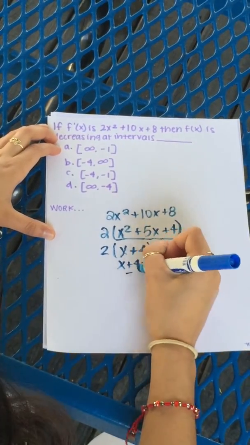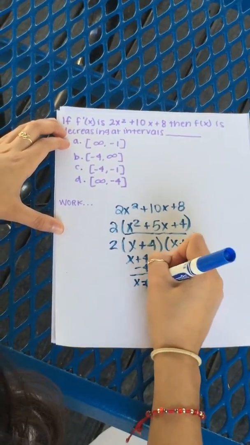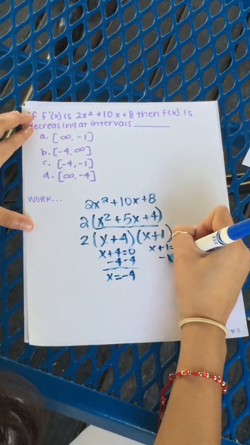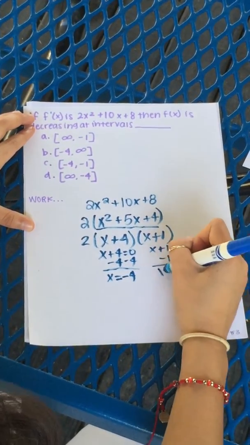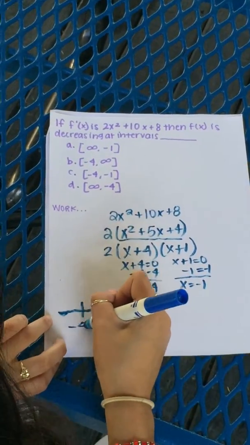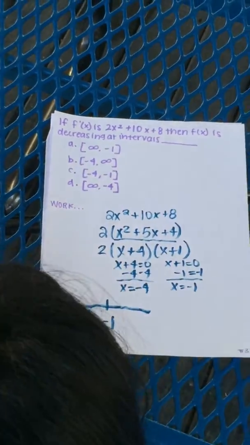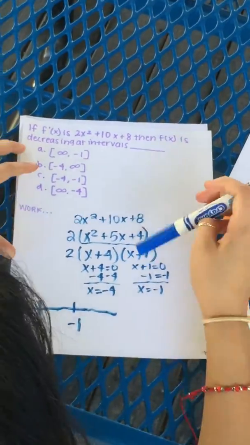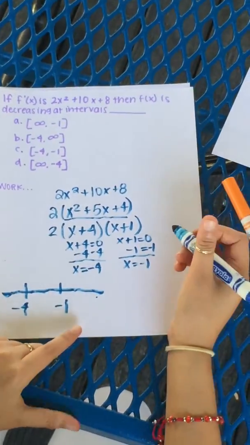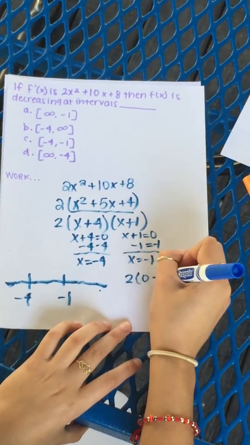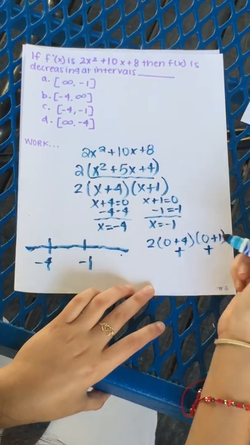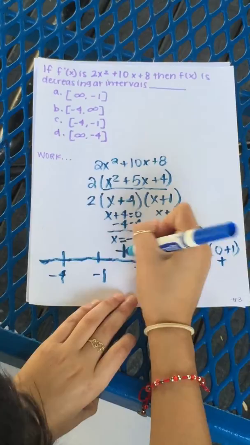So we set this equal to 0. And that would give us x equals -4. And on this side, x equals -1. So we draw a line graph with -4 and -1. So if we plug in a number greater than -1, let's say we do 0. So if we plug in 0, this is gonna be positive and this is gonna be positive, so it's gonna be positive.